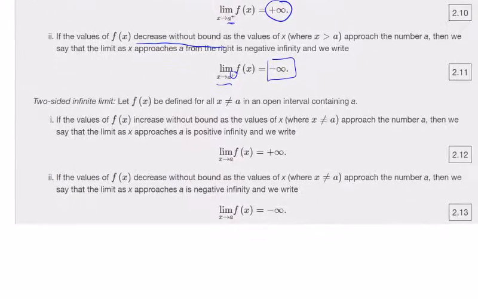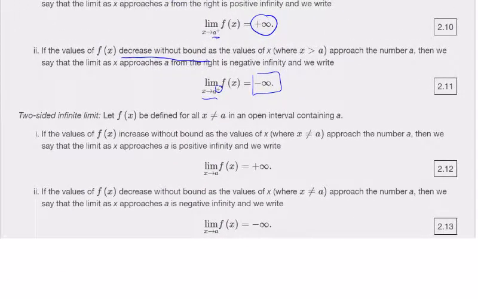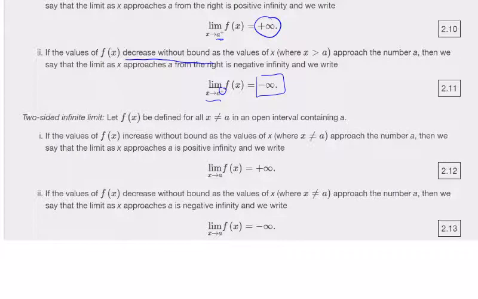So then, of course, the two-sided limit, like we just talked about. If as x approaches a from the left and the right, they both approach positive infinity, then the two-sided limit is positive infinity. If both sides decrease without bound, if they both approach negative infinity and go down forever, then the two-sided limit will be negative infinity. And of course, we know if the limit from the left doesn't match the limit from the right, that means the two-sided limit doesn't exist.